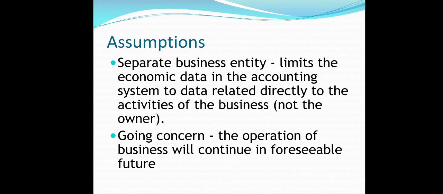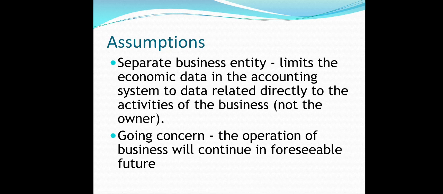And how does it affect your way of doing accounting record for a business? When you know that there is a separate business entity assumption or principle, then you know that when you do accounting record for a business, you have to record the transactions related to the business only. The personal transactions of the owner of the business cannot be recorded in the account of the business.